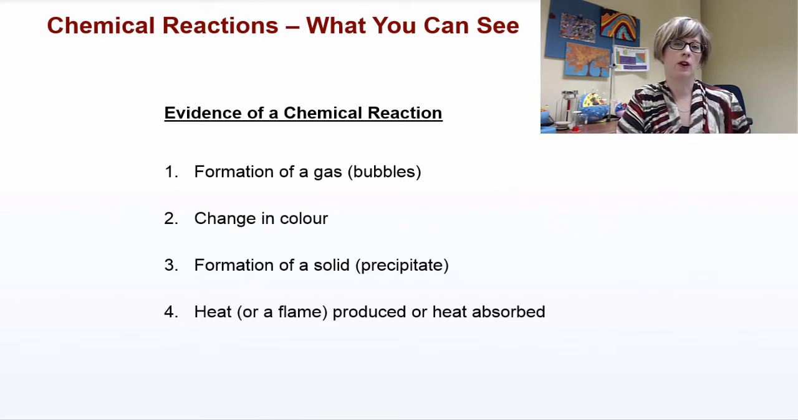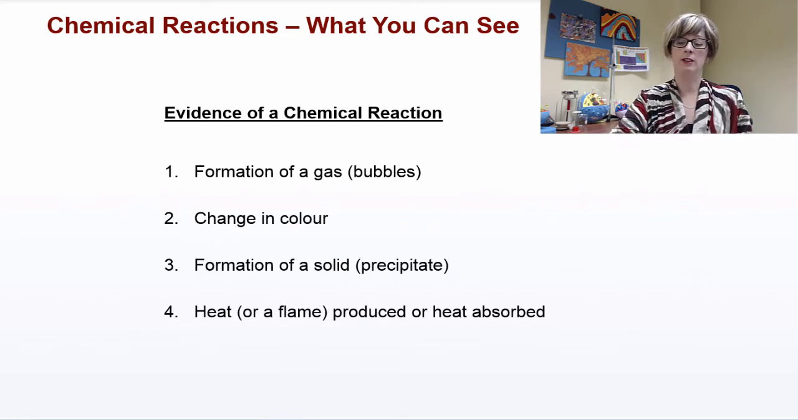Things that you can look for when you're trying to tell whether you've had a chemical reaction happen would be formation of a gas, so you'd see some bubbles. You'd see a change in color. Formation of a solid, which is called a precipitate, and we'll be talking about that more in the third or fourth section. And the fourth thing is heat or a flame being produced. That's really common. If you see a campfire and you've got a flame, that's a chemical reaction happening. Or if you see fireworks, that's a chemical reaction happening. The other thing is heat could be absorbed. That's a little bit more counterintuitive, but it's quite interesting as well.